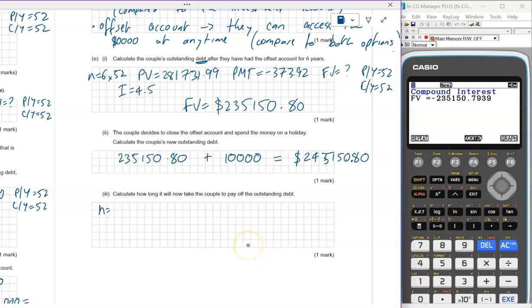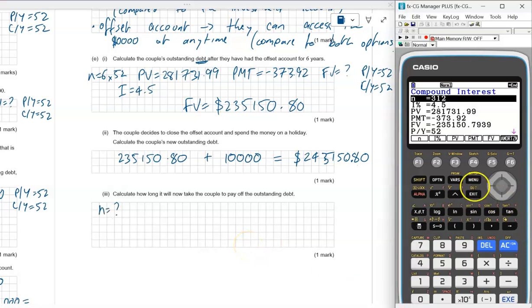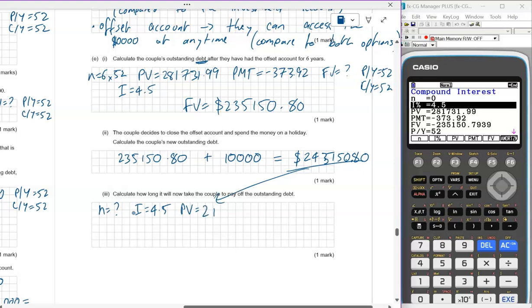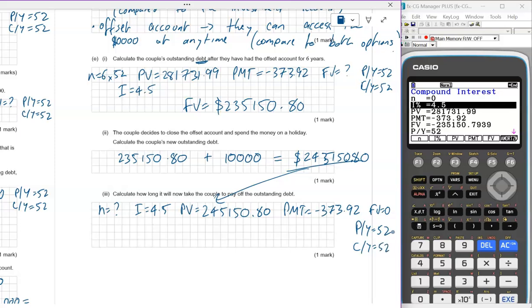Calculate how long it will take the couple to pay off the outstanding debt. So now we're working out N again. N is our unknown now. The interest rate we're assuming is 4.5%. The present value now is this amount here, 245,150.80. And PMT, we're assuming, remains the same at minus 373.92. The future value we want to be 0, PY 52, and CY 52. Based on all that, how many more weeks do they need to pay it off?